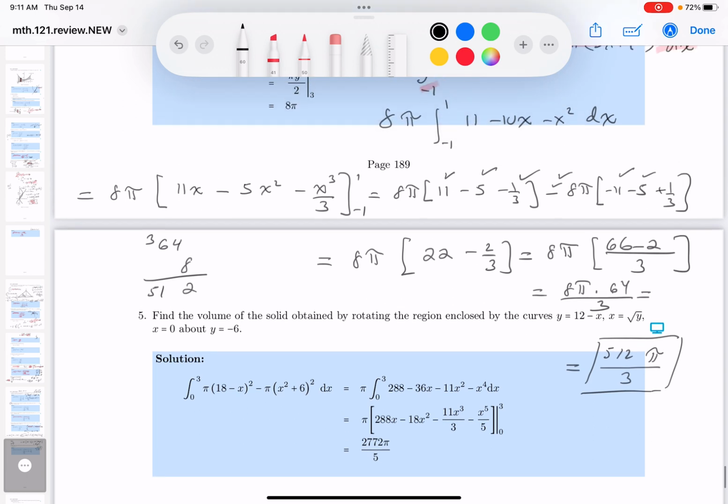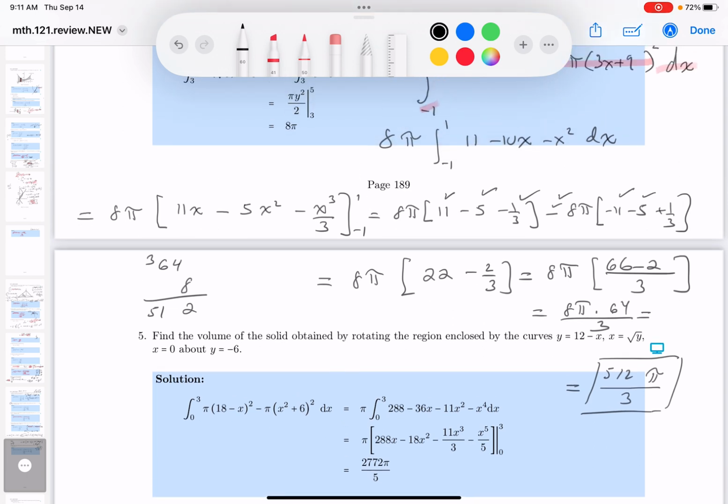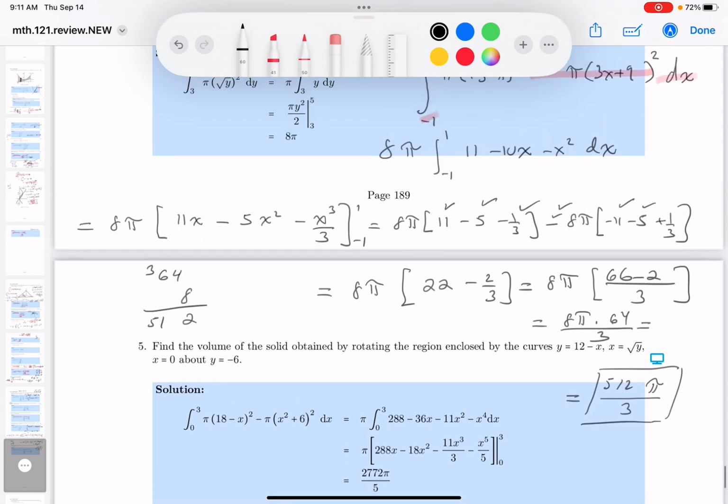Now, I would say for the most part, setting up the integration is probably the most important thing to do. But I wouldn't discount the arithmetic not being important. To me, it's important.